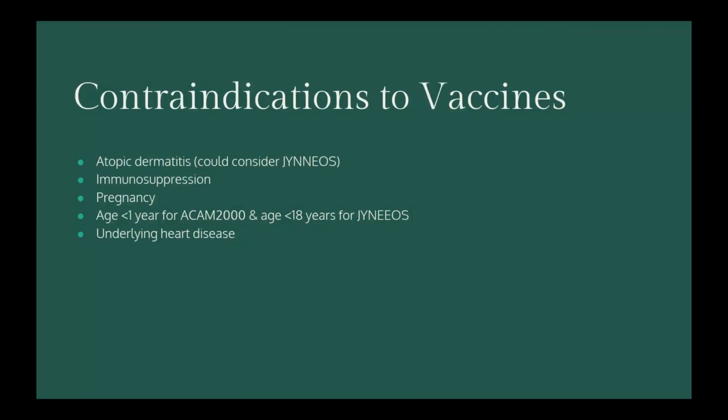Some contraindications to the vaccine include atopic dermatitis, immunosuppression, which is due to the decreased immune response because of their immunocompromised state, and pregnancy, although there is not enough evidence to say that it's harmful, it's just contraindicated. Animal models did show there's no harm to the developing fetus. And then specifically the FDA label and the package insert says anyone under 1 year for ACAM2000. And then with the expanded EUA, anyone under 18 would get the sub-Q dose, and anyone 18 or older could get the ID dose.